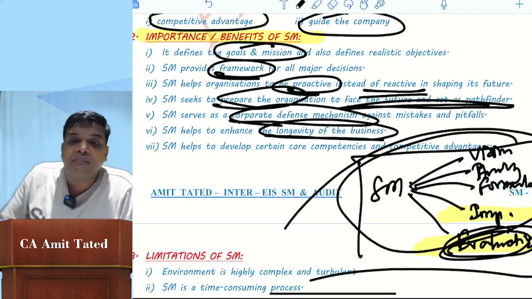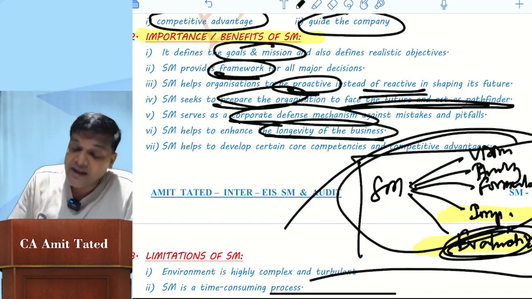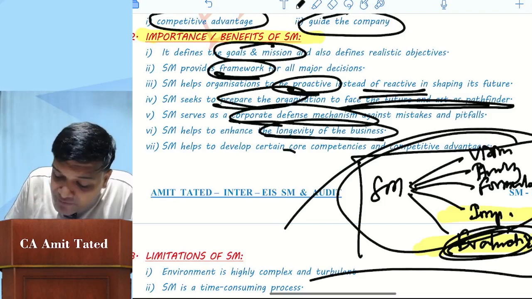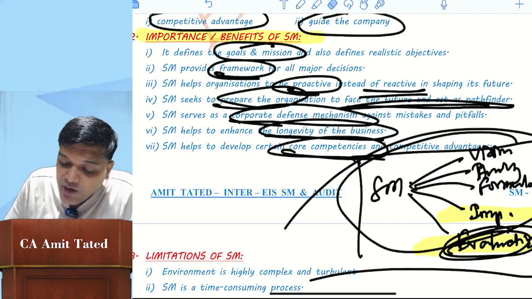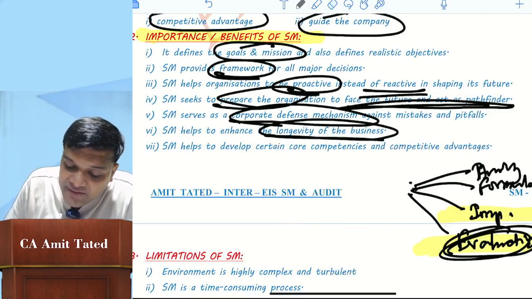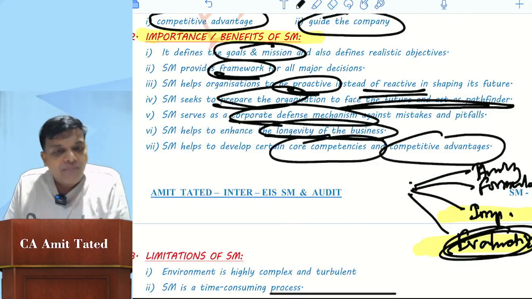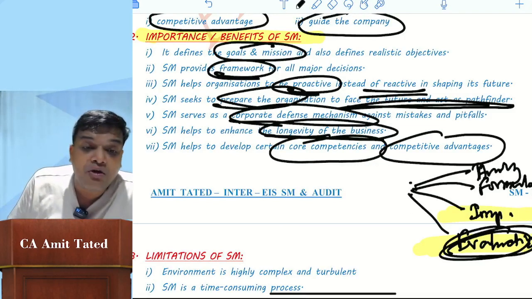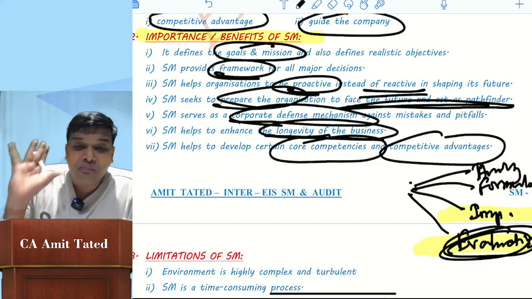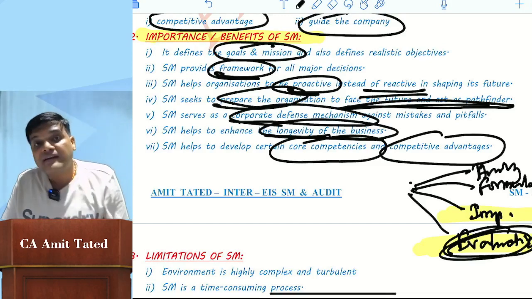Okay, so longevity of business, and most important, last point, strategic management. Why is it longevity? Because it is focusing on core competency and competitive advantage. What is the meaning of core competency and competitive advantage? Definitely, you will study this in more detail in chapter 2, but to the extent, right now I'm just explaining.